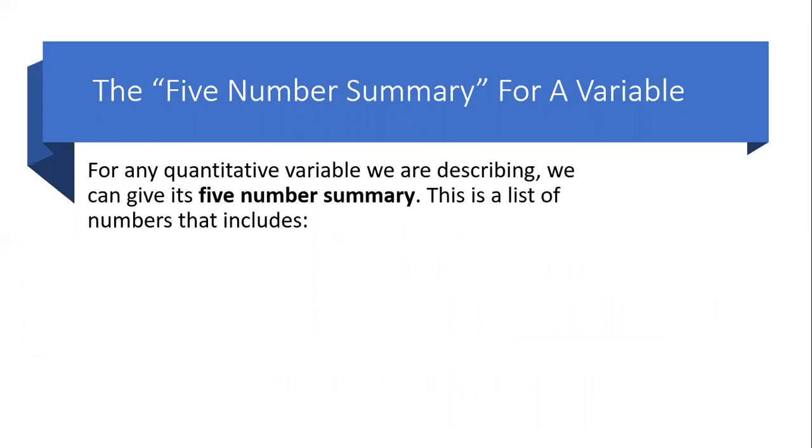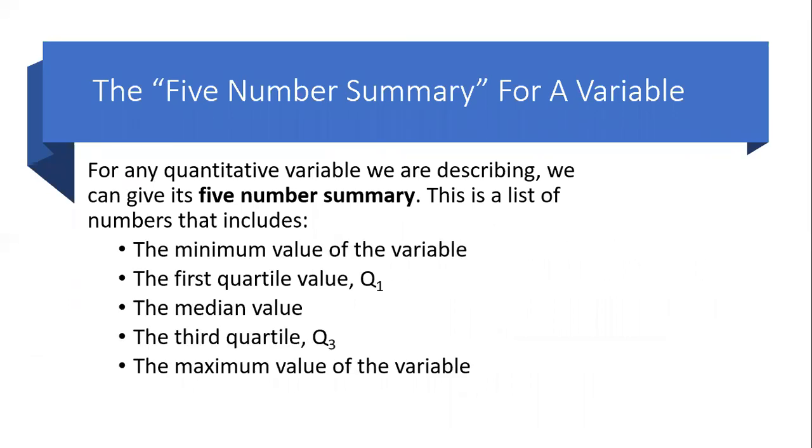When we take the quartiles of a data set, for any quantitative variable that we're describing, we can give what we call the 5-number summary for the data set. That's a list of numbers that includes the minimum value, the first quartile, the median, the third quartile, and the maximum value of the variable. Those 5 values put together we refer to as the 5-number summary.